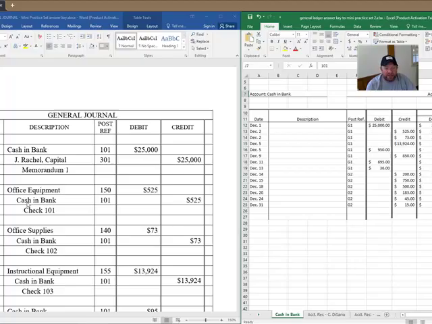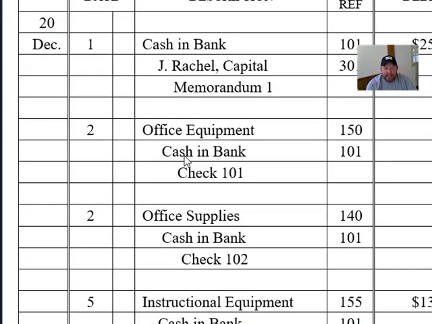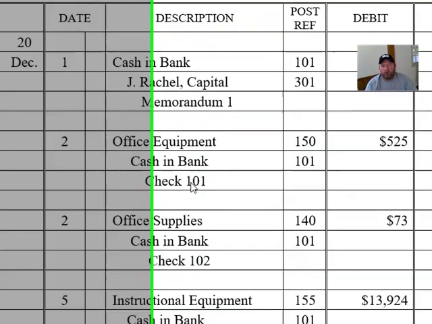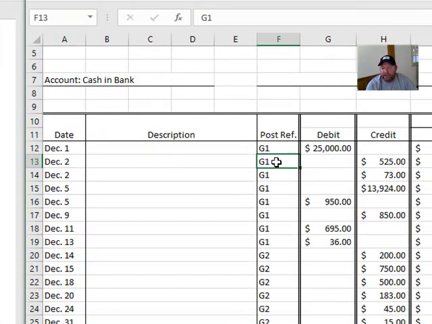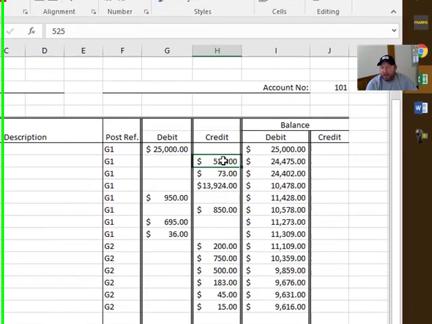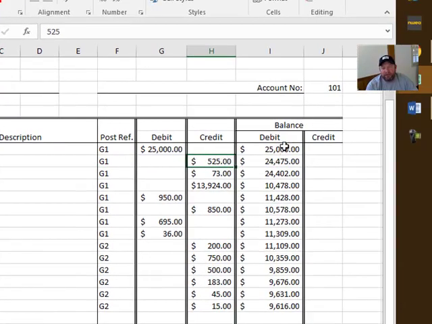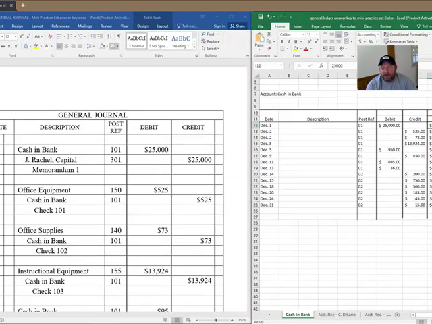We have another Cash and Bank account affected on the 2nd of December. And this time it looks like we're writing a check, 101. I don't remember anything other than it was for office equipment. Those are back in our source documents if we really want to figure that out. So we can kind of work our way backwards if we ever get into a pickle. So here I look at December 2nd, coming from page G1, it's a credit of $525. So I take my current balance, which was $25,000, and I subtract the $525, and now I have a new balance at the end of December 2nd.